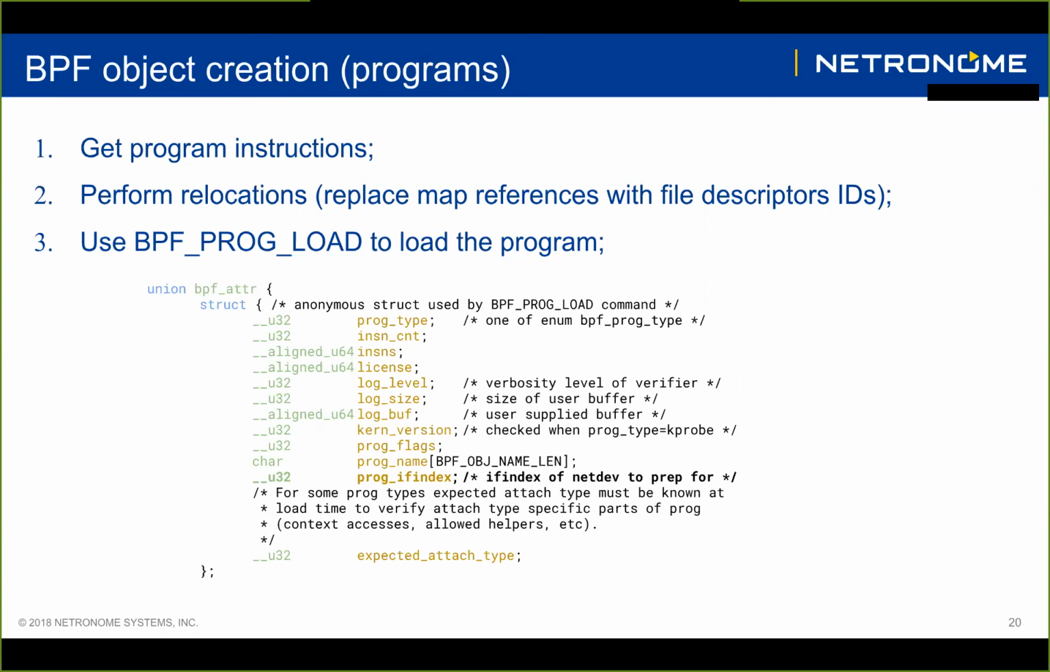And again, the fields of the structure are what one would expect. We have the type, the pointer to the instructions, and the number of them. There is a log for outputting debugging information to the user if the verification of the program doesn't go well. There is a field for flags again, and then there's a name to be able to give the program some human-friendly name. And again, most importantly to us, there is a field which designates the program for offload. Program IF index works exactly the same as for the maps. We set it to the identifier of the networking interface, and then when the kernel sees the program being loaded with this field set, it will direct the program instead of to the host CPU code generation, to the code generation for the driver that is controlling the device whose IF index the user passed.